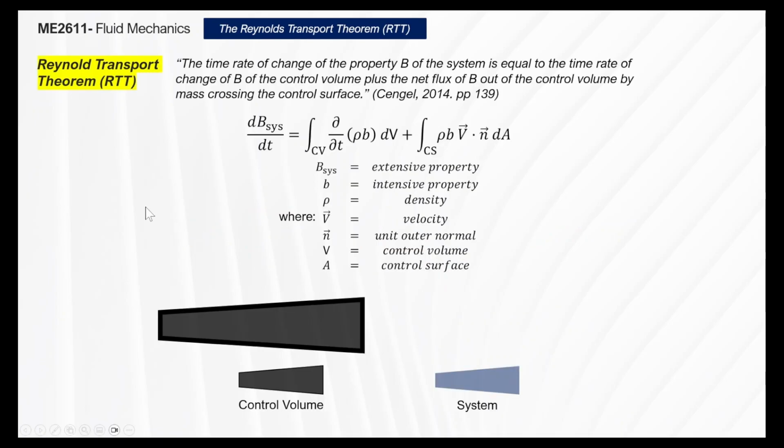Just to give you another view, here's the Reynolds transport theorem, RTT. Essentially, the Reynolds transport theorem says the time rate of change of the property B of the system is equal to the time rate of change of B of the control volume plus the net flux of B out of the control volume by mass crossing the control surface.